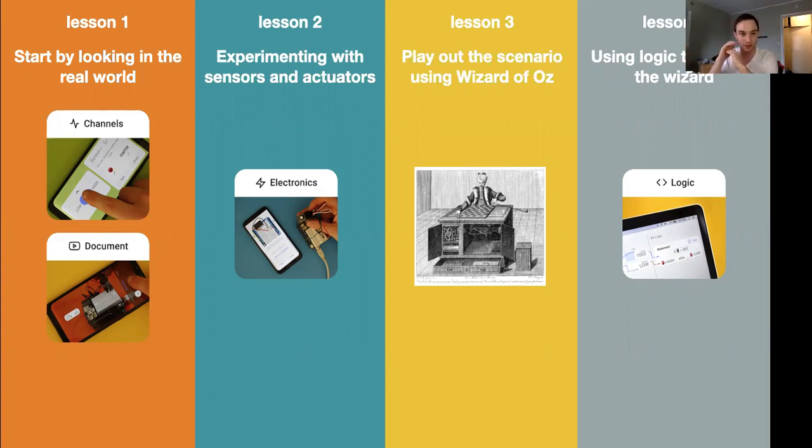So you start with specific things in the real world that are already existing. Then you start building specific experiments. Then you're gonna play out a specific scenario, and then you're gonna generalize from this specific scenario what are the logic rules that are happening in that scenario.